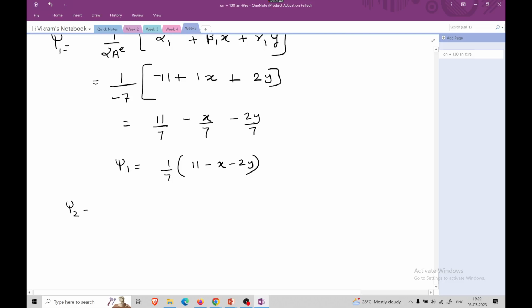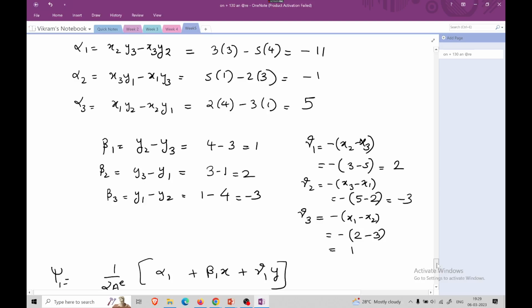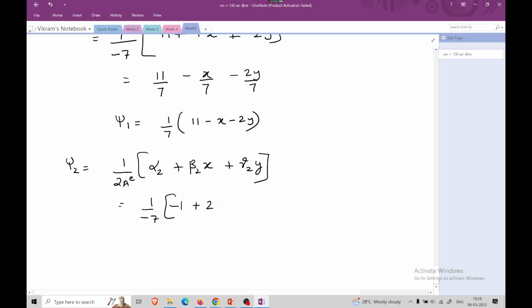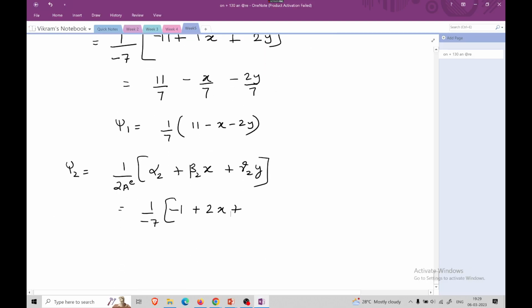So psi 2 is 1 by 2ae, alpha 2 plus beta 2x plus gamma 2y. 1 by minus 7 into alpha 2 minus 1 plus beta 2x plus gamma 2y. What is gamma 2? Minus 3. So this will be 1 by 7 into 1 minus 2x plus 3y.